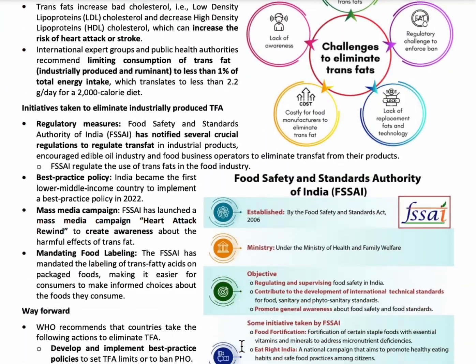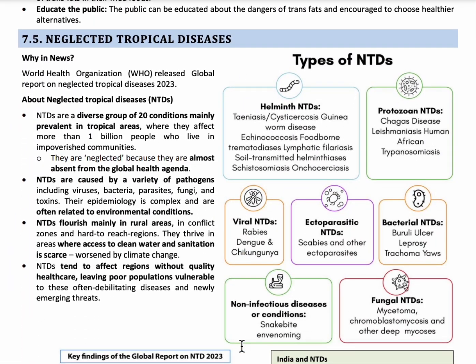The next topic is neglected tropical diseases. So, neglected tropical diseases are the diverse 20 conditions that are mainly prevalent in the tropical areas. They are neglected because they are almost absent from the global health agenda. So recently World Health Organization has released global report on neglected tropical disease 2023. So as per this report, 16 countries have 80% burden of this global neglected tropical diseases.